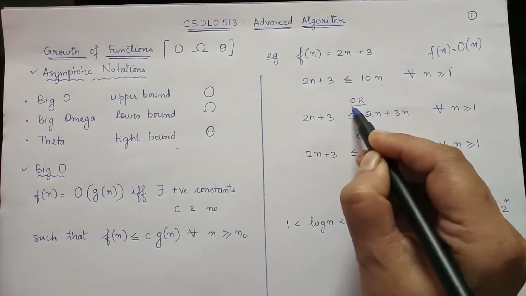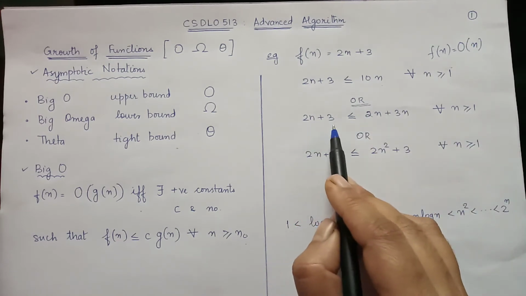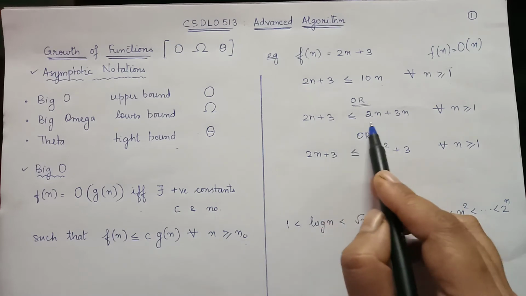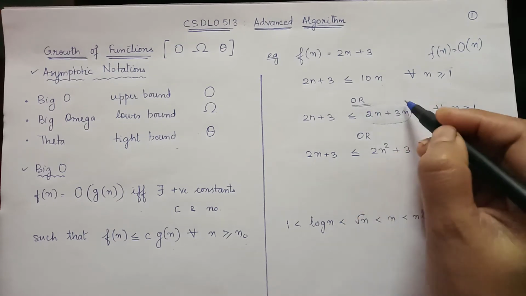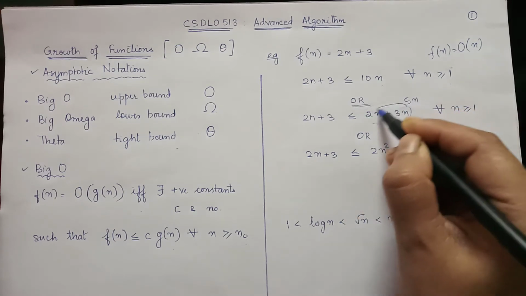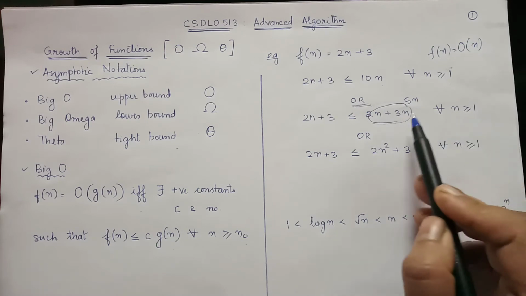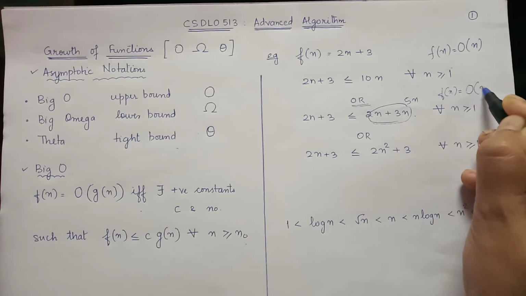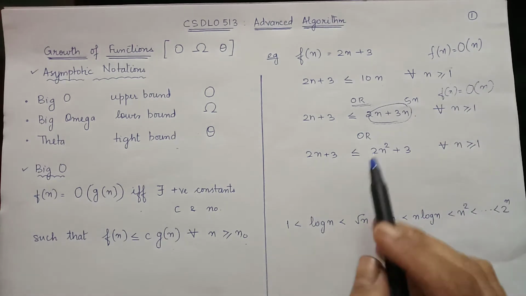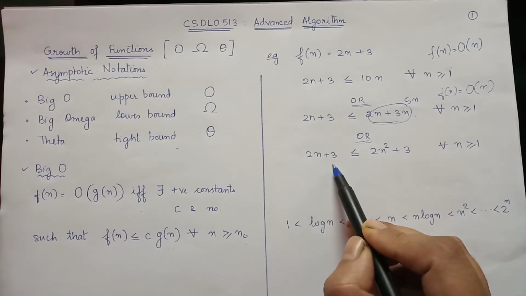Or we can consider that this function 2n plus 3 has an upper bound 2n plus 3n, that is nothing but 5n for all n greater than or equal to 1. Here also f of n can be represented as big O of n.